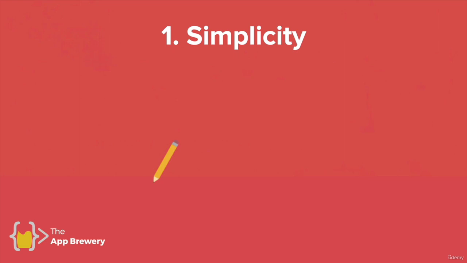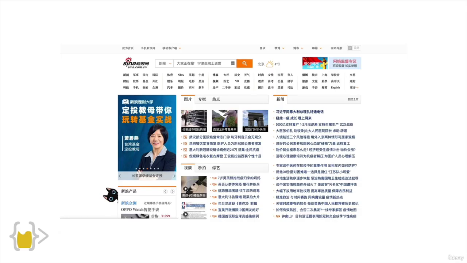And in order to do that, we have to think about, again, 5 things. The first is simplicity. Keeping things simple is always better than making it more complex or more cluttered. This is a website called Sina, and it's one of the biggest news websites in China. Every time I look at it though, I get a headache because it is just so dense. There are so many links and my brain gets overwhelmed and I say, nope, can't do it.